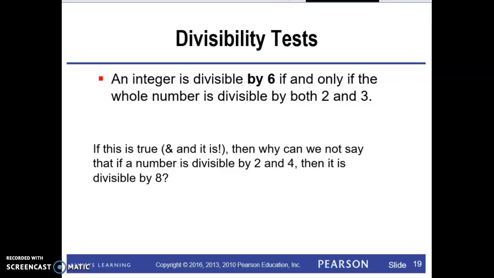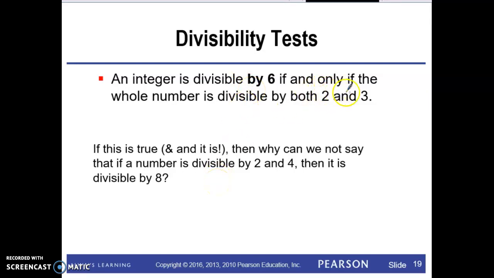All right, let's look at 6. So the rule for 6 is a little bit different. In order to tell if a number is divisible by 6, then it must be divisible by both 2 and 3. So if this is true, and I promise you that it is, why can we not say that if a number is divisible by 2 and 4, then it's divisible by 8? Isn't that the same thing? 2 times 3 multiplied to be 6, 2 times 4 multiplied to be 8. How come that rule works here and not here?